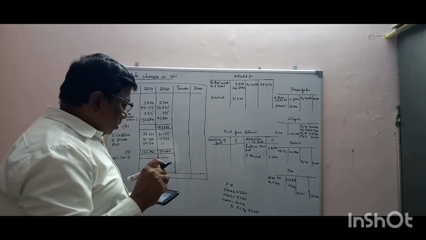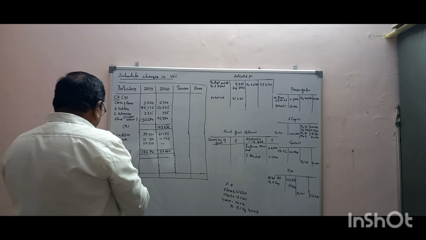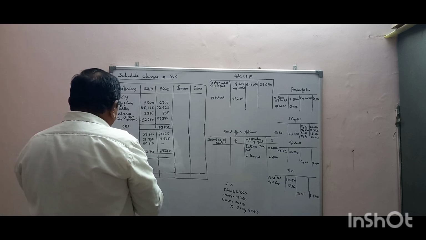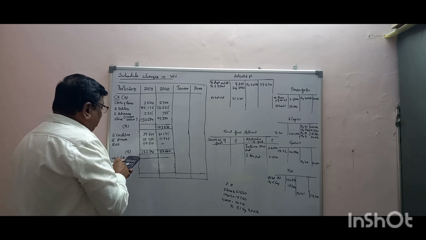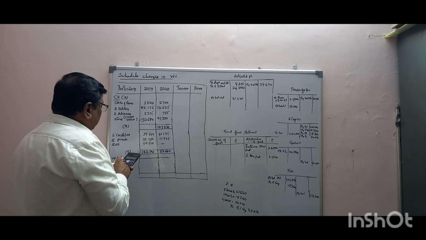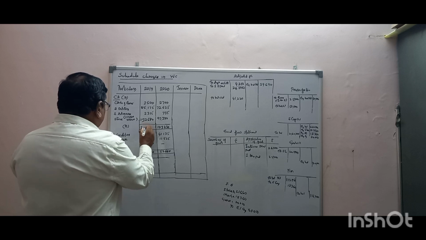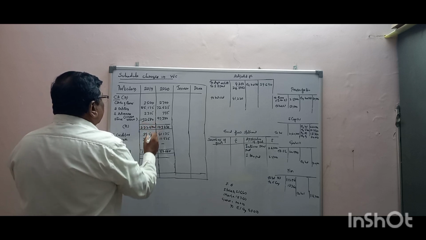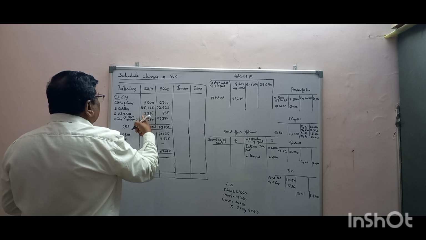Now the total: 2,500 plus 85,175 plus 2,315 plus 1,32,680 gives 2,22,670. That's correct.